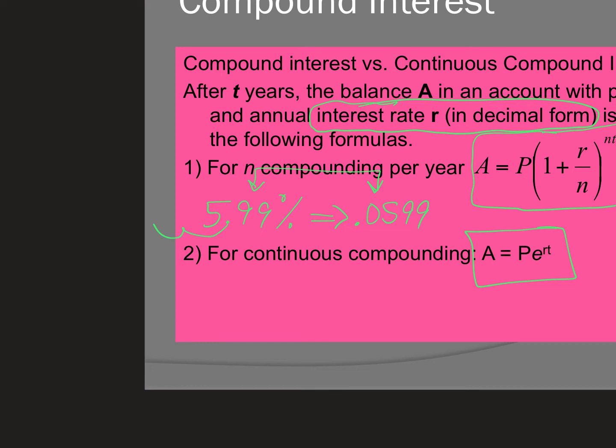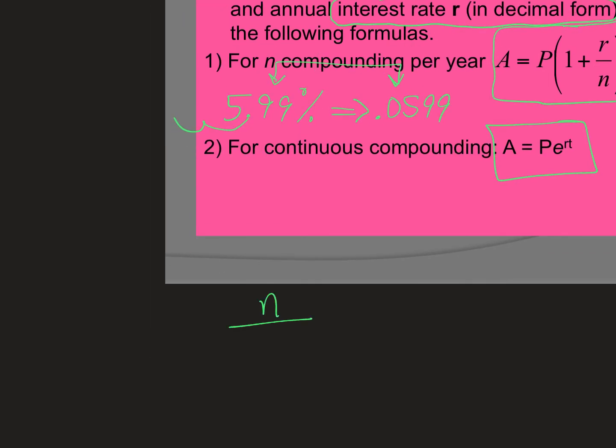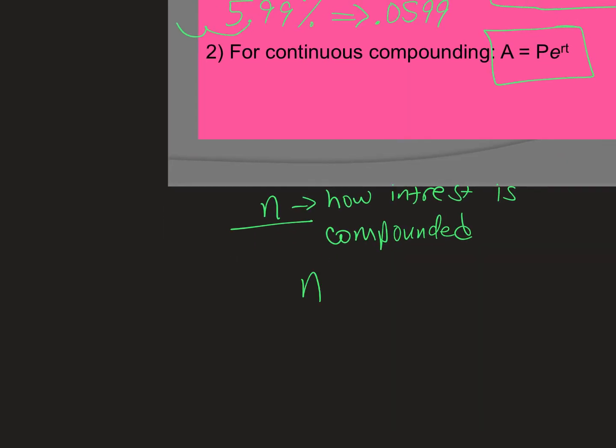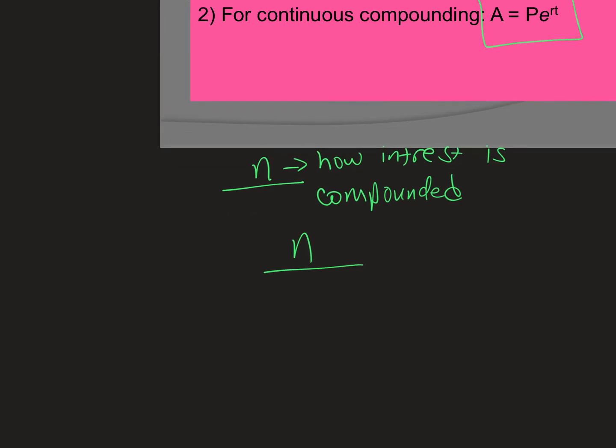All right, now if you notice, there's one letter in that first formula I did not mention, and what was that? The N. N in the formula is how interest is compounded. And you guys are like, oh my gosh, seriously? What does that even mean? Guys, this is basic vocabulary. If I say to you, and remember, everything is based on years, that interest is compounded yearly, how often is yearly?